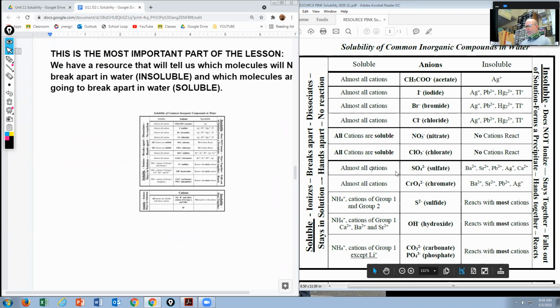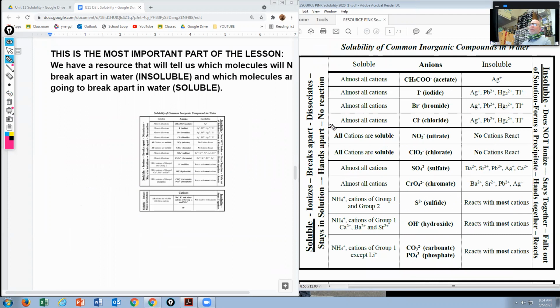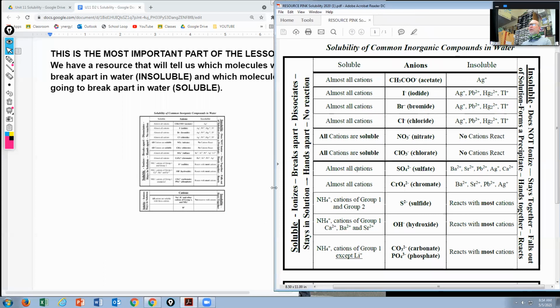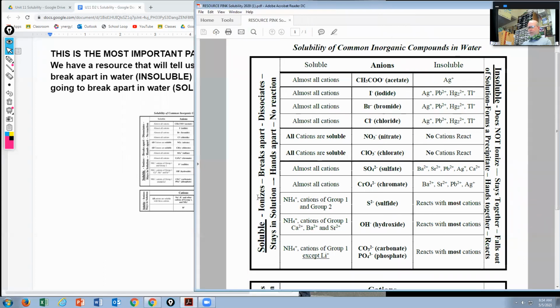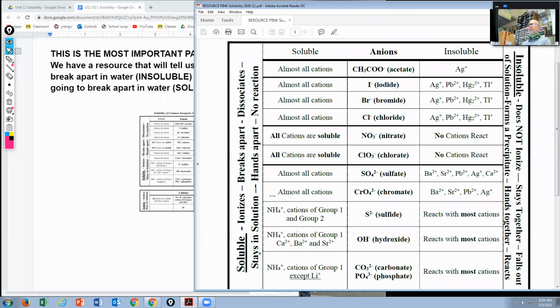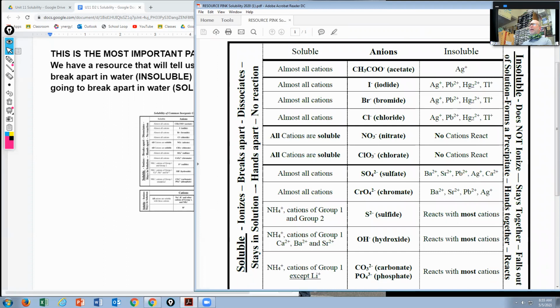So this sheet right here is going to show us how to determine whether things stay together or break apart. And I'm going to show you that now. So I'm going to go over this sheet with you. I'm going to move it in a little bit, make it a little bit bigger so we can all see it. All right. And let's see how big I can make this. There it is. Perfect.